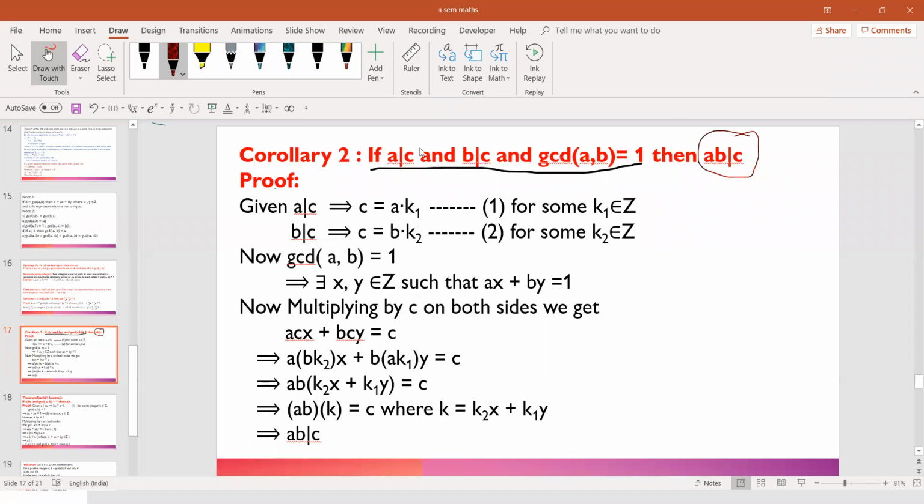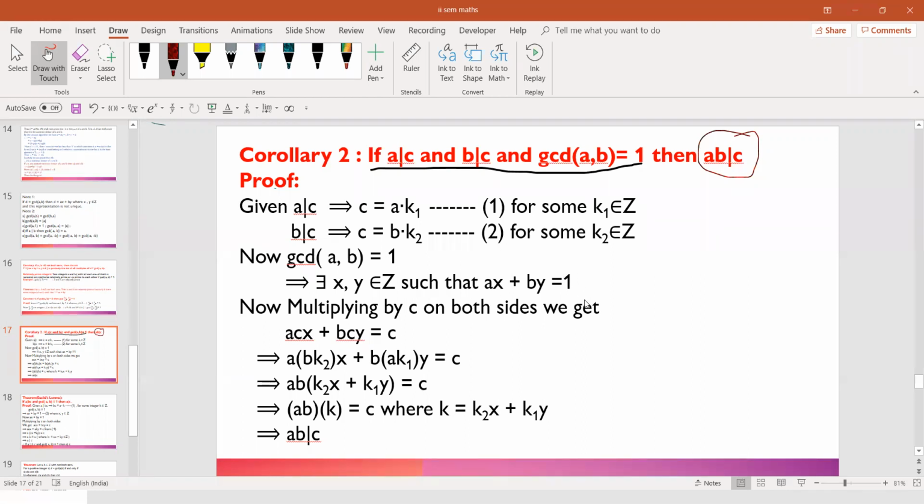So use the given part. Three things are given to us. A divides C. Therefore, C can be written as A into some integer K1. B also divides C, so C also can be written as B into some integer K2. They are called equation 1 and equation 2. And we are also given GCD of A and B equal to 1. What do you mean by that? By theorem, if GCD of A comma B is D, then there exist integers x and y such that D can be written as AX plus BY. Here D equal to 1. So there exist integers x and y such that AX plus BY equal to 1.